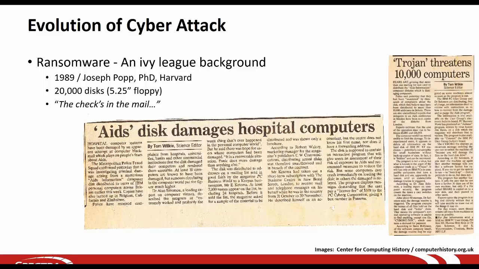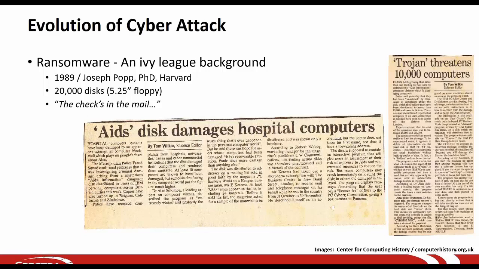This was an attack that was performed, interestingly enough, by Joseph Popp, a PhD from Harvard. He was an AIDS researcher, and what he did is he created 20,000 disks. Yes, those are 5¼ inch floppy disks. He had an application that helped profile the AIDS virus. He sent this out to thousands and thousands of AIDS researchers worldwide. When you loaded the diskette and opened the application, it was fairly clever. The attack wouldn't occur until your system had been rebooted 90 times. He didn't want an immediate trace back.